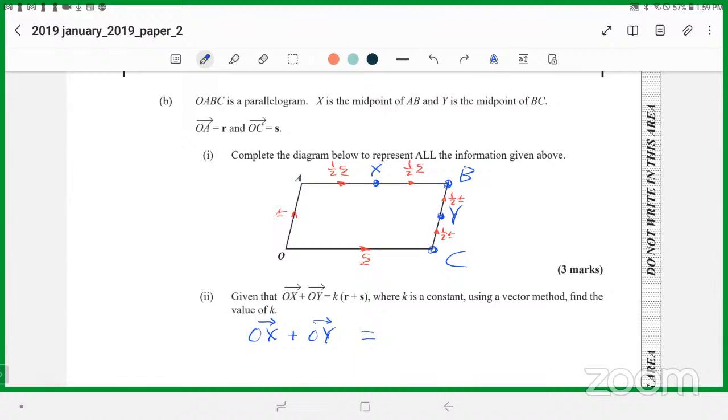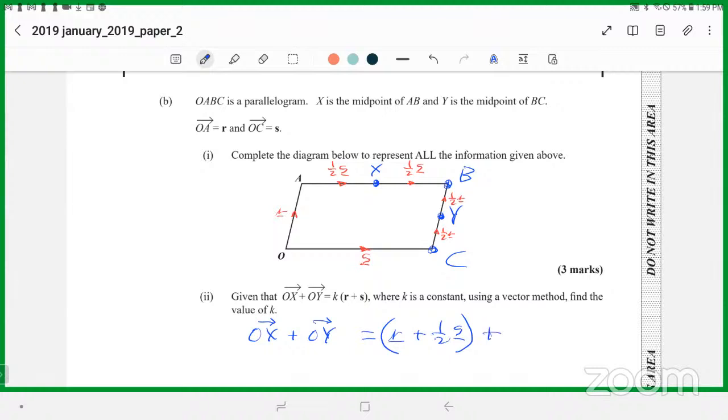But I agree with that? So to go from O to X, you simply come up here, so R, and then you go half S. Remember, it's how you go around the diagram, right? So it's R plus half of S. That's the OX right there now.